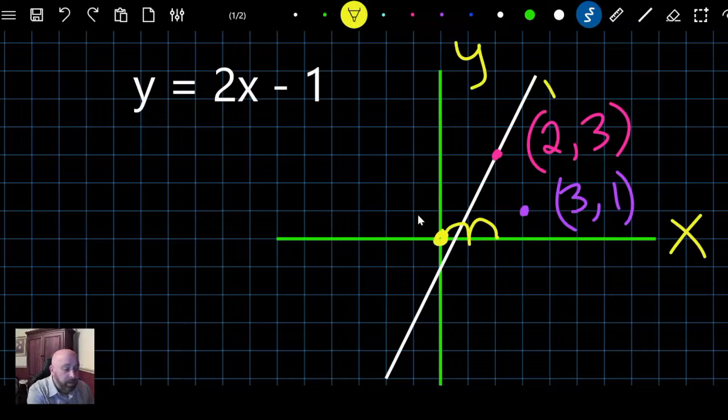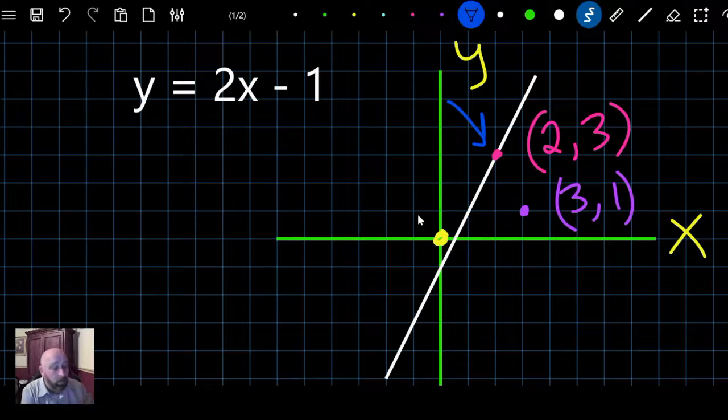All right, so now the 2 is 2 over, 1, 2. And then we have a 3 up. So 3 up, 1, 2, 3. So there's our point right there. There's our 2, 3 point. Now, just from the graph, because I already graphed the line, is it on the line? Yes. The pink point right there is on the white line.